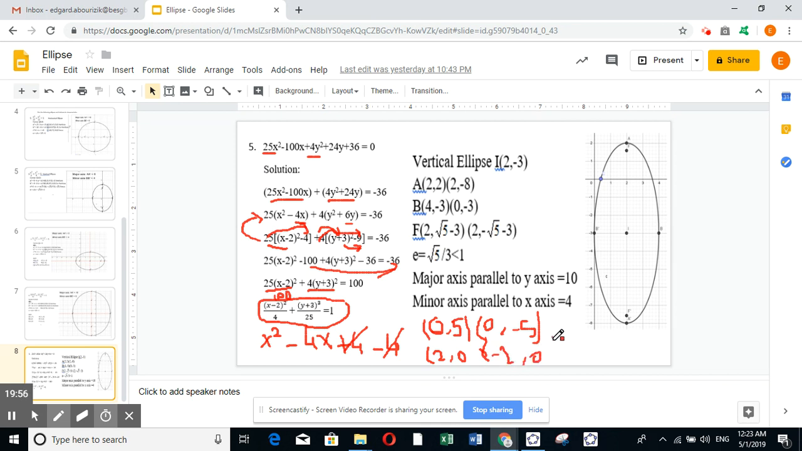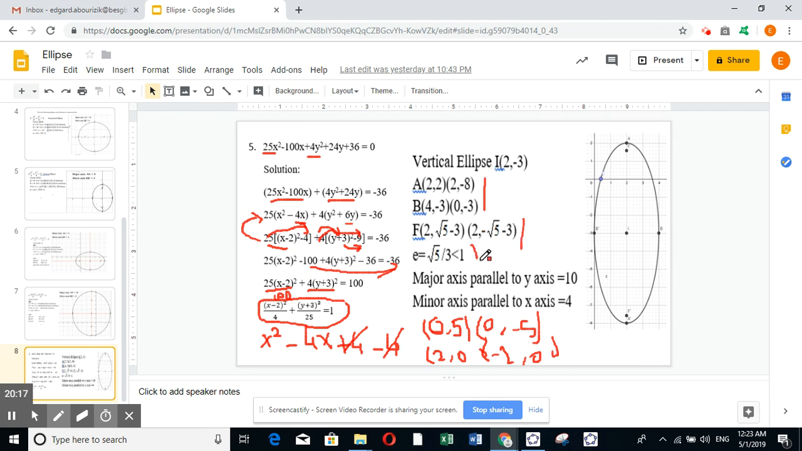Because the center is 2, minus 3, I add here 2, you're going to get 2, and here minus 3, 5. 2 plus 0, 0, minus 3, minus 5, minus 8. 2 plus 2, 4, minus 3 plus 0, minus 3. 2 minus 2 is 0, minus 3 plus 0, minus 3. And the same for the focus.